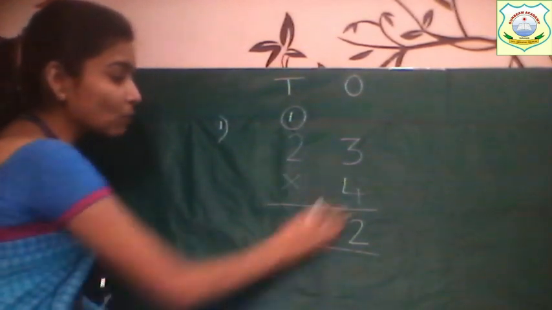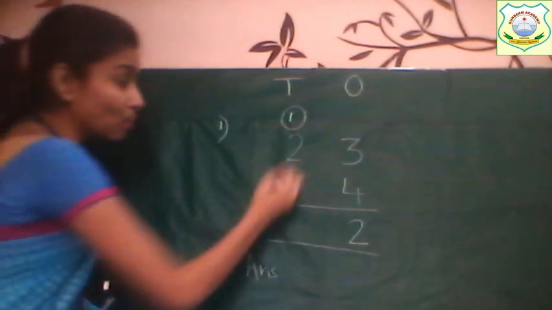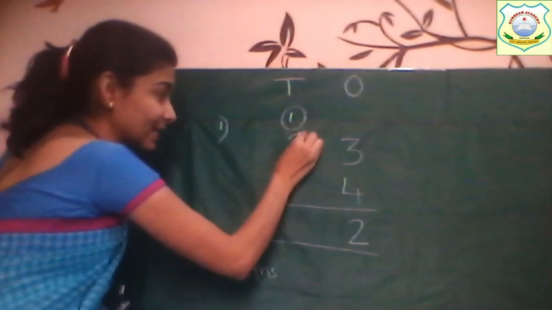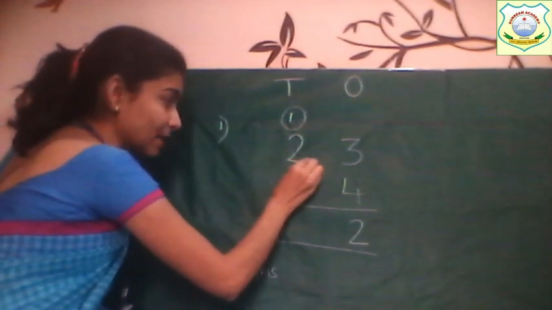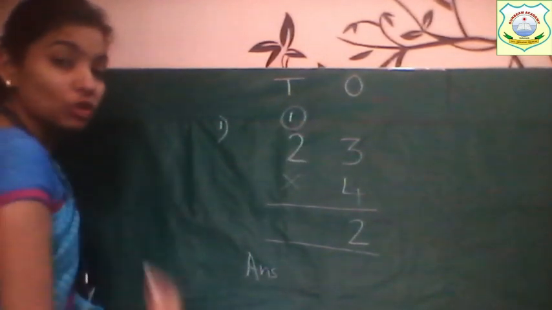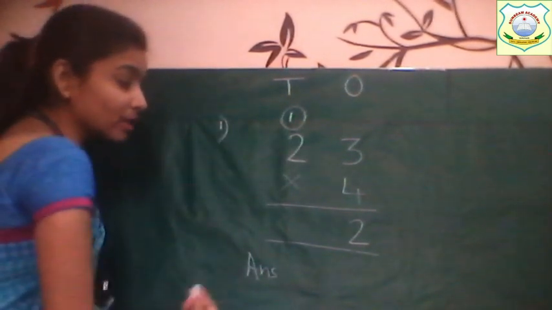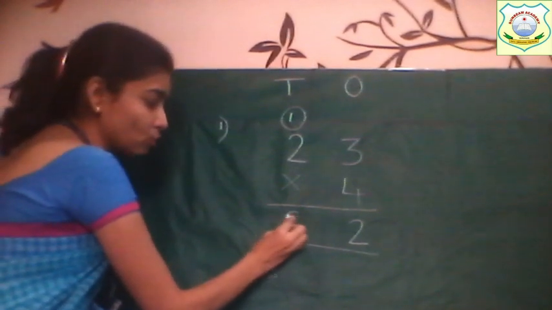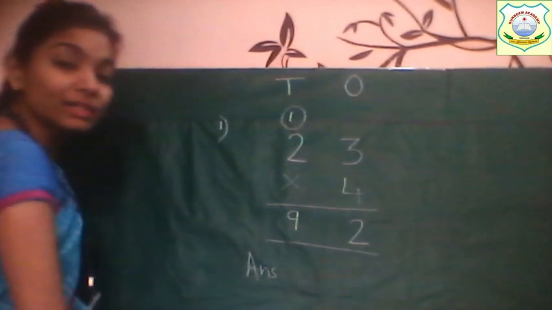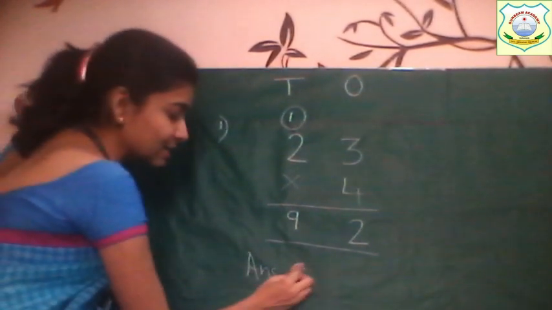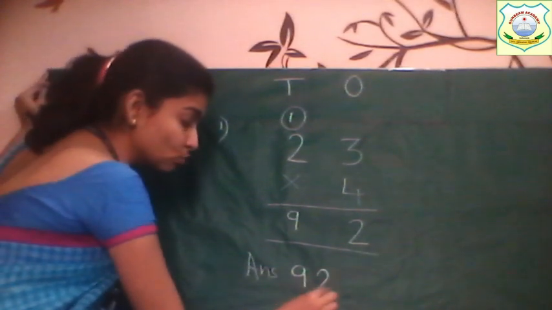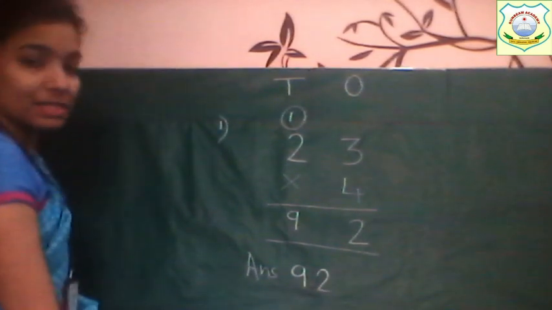Now multiply with 4. 4 multiplied by 2. 4 2s are how much? 4 2s are 8, and to the 8 we add the carry given above, that is 1. So 4 2s are 8 plus 1 is 9. So what have we got as the answer? 92. You will write here 92 like this.